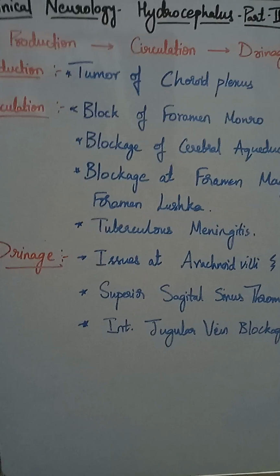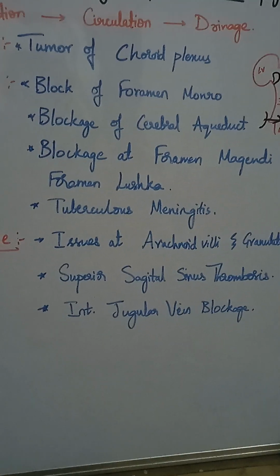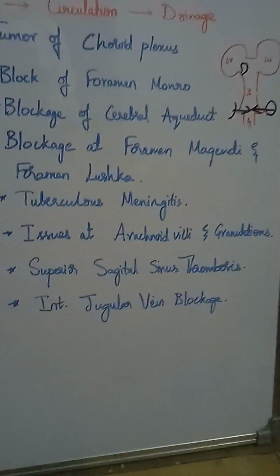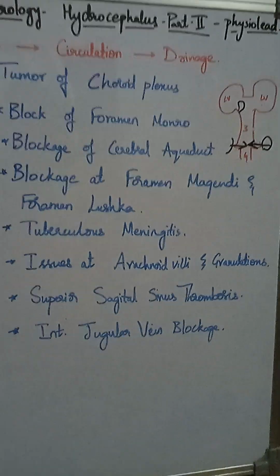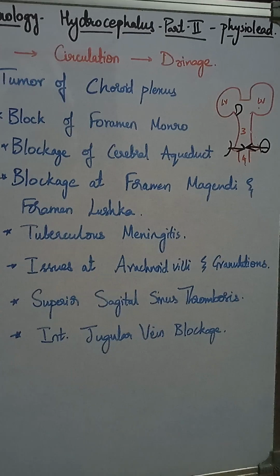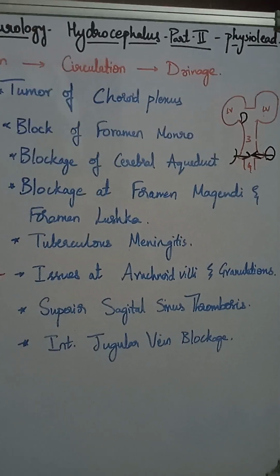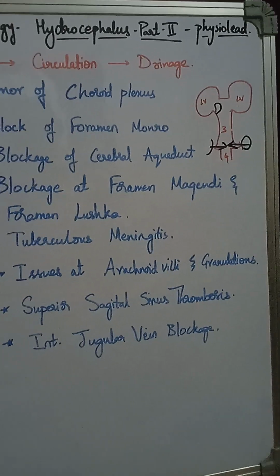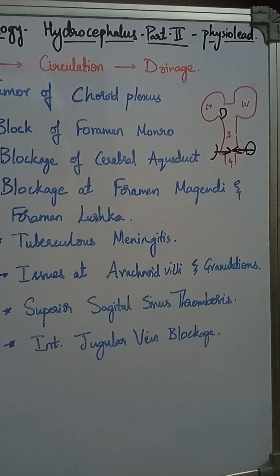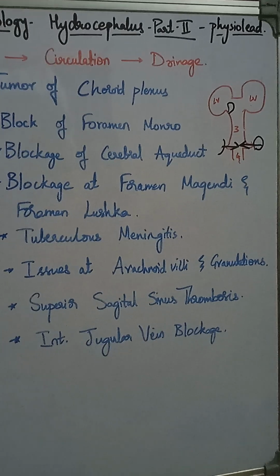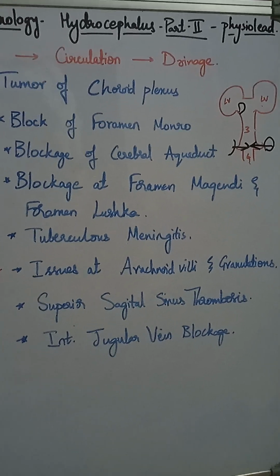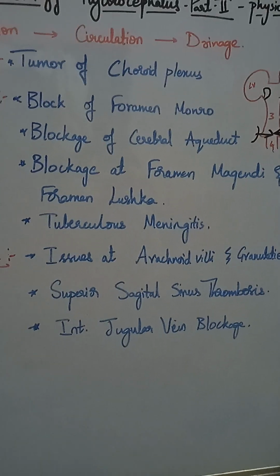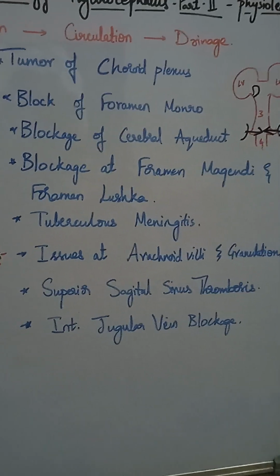And next we see the drainage. In the drainage issues, we have problems at the arachnoid villi and granulations. Here, at the superior sagittal sinus, we see this problem. What happens here is there will be subarachnoid hemorrhage. Because of the subarachnoid hemorrhage, a lot of RBCs come and settle at the villi. So CSF cannot enter into the villi, and a drainage problem occurs.